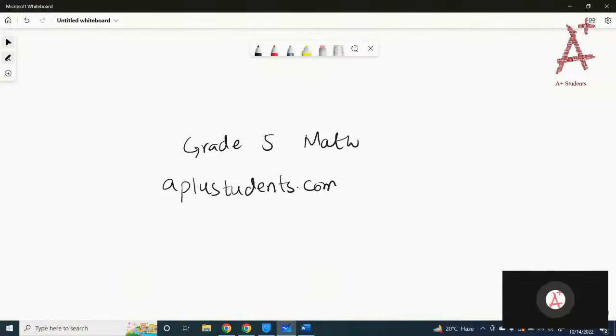You have to log in there using your email address and password provided by the administrator. Then you have to select math from the subject tab. Then you have to go to grade 5, click on view all lessons, and we're working on chapter 3, ratios, proportions, and percents.